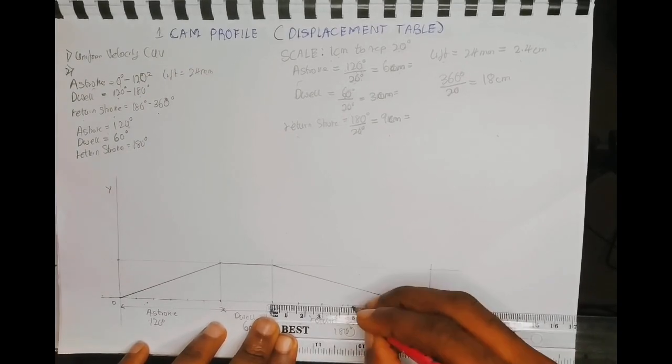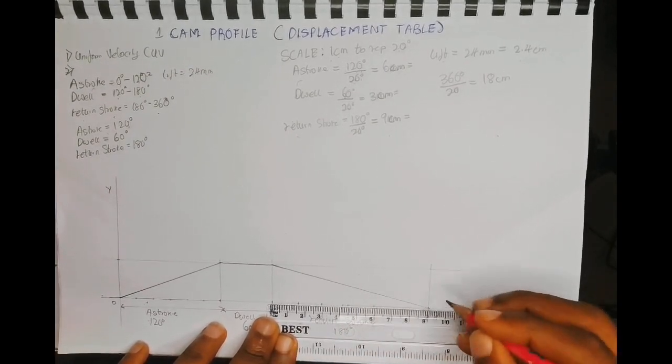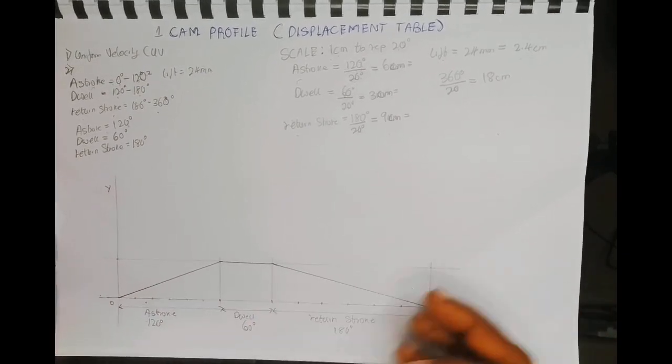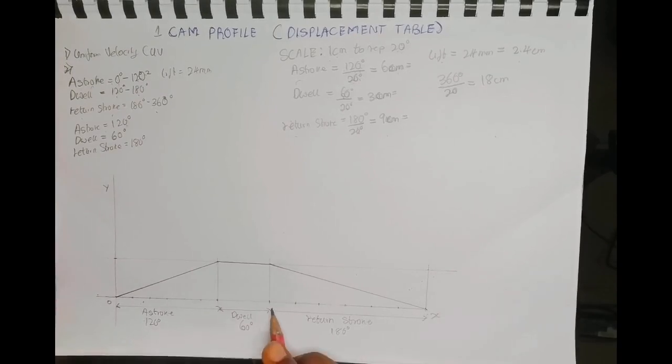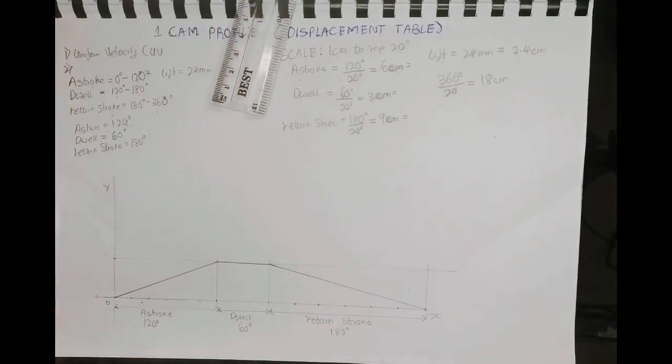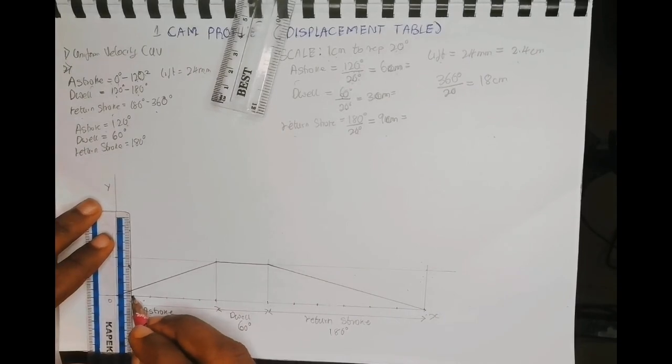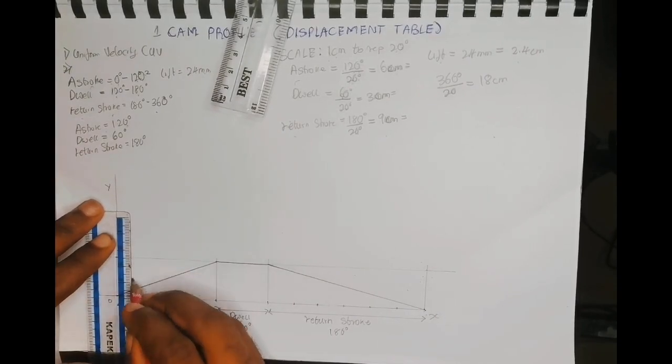1.5, 3, 4.5, 6, 7.5, 9. Measured it on the return stroke. So draw a line moving upwards, project a line upwards from the point you measured.